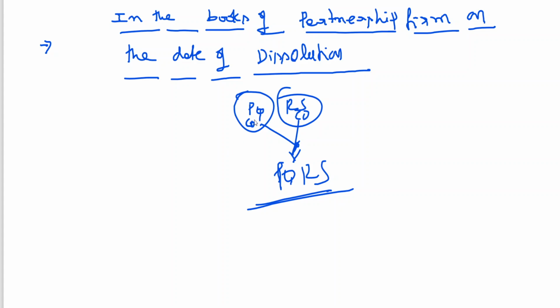But the same concept is in partnership. PQ firm and RS firm have been dissolved and a new firm has been created as PQRS firm. That's the difference. Here amalgamation is about companies, partnership is about partners. The only thing is that in the books of the company, you write the entries, and the same here also, in the books of the new company, you should write the entries.